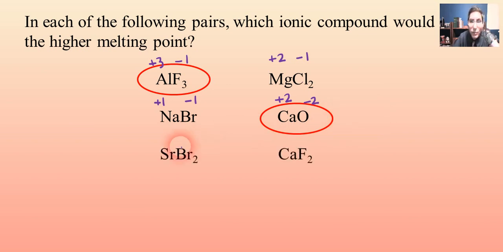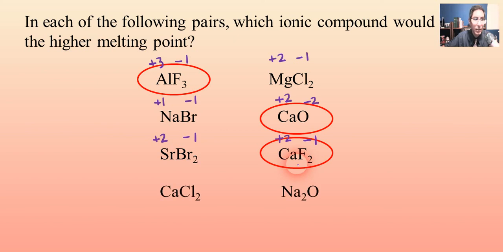Let's try another example. Strontium bromide and calcium fluoride. Strontium is a +2. Bromide is a -1. Calcium is a +2 and fluoride is a -1. So it's a tie. Since it's a tie, we now look at the ionic sizes. If we look at the periodic table, we can see that calcium and fluoride are actually much smaller. They're higher up on the table than strontium and bromine are. So that means that calcium fluoride would be the smaller ion pair, so that's going to have the higher melting point. And sure enough, we got it right.